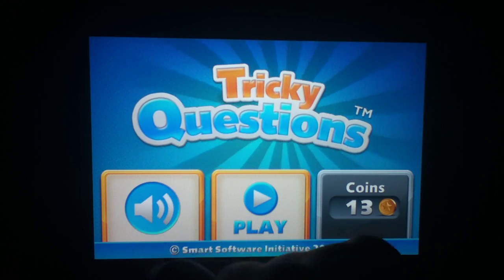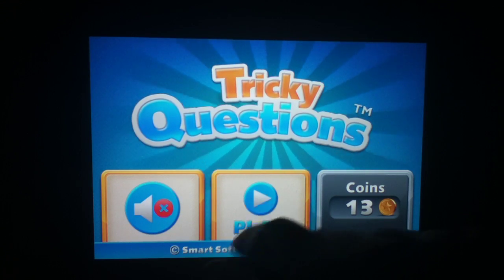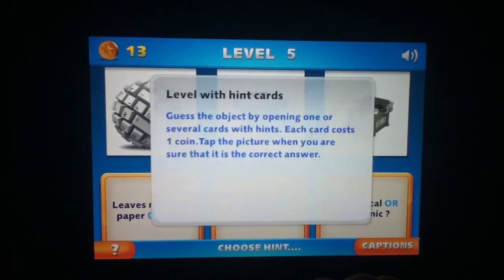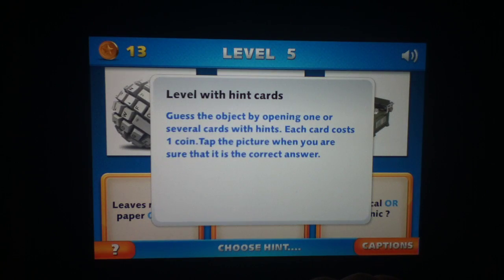We're going to turn sound off with this lovely blue button there, just so you can hear me a little bit better. We're kind of narcissistic like that.